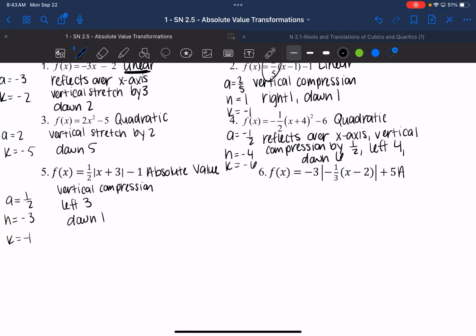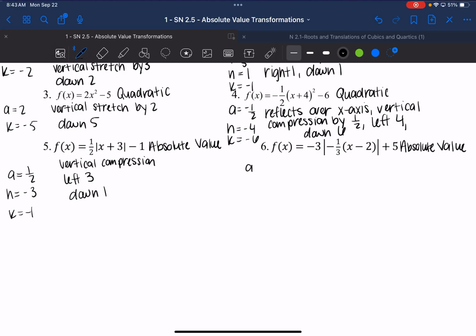Absolute value again. All right, does it have an A value that will change our graph? Yes. What's our A value? Okay, and what's that negative 3 going to make happen? Reflects over the x-axis and also vertical stretch. Good. So reflect over x-axis and vertical stretch of 3. Okay.